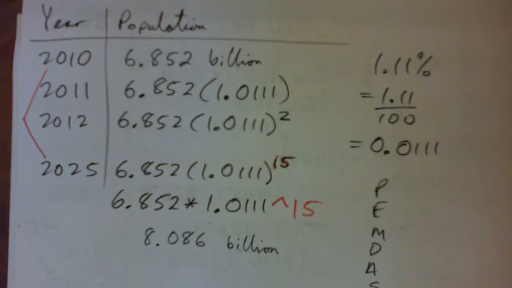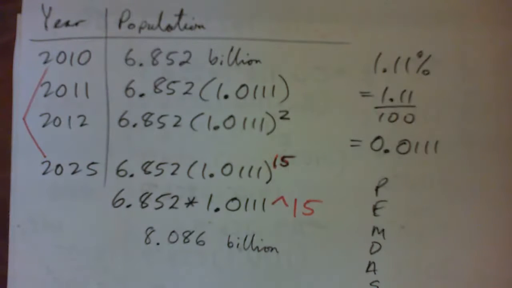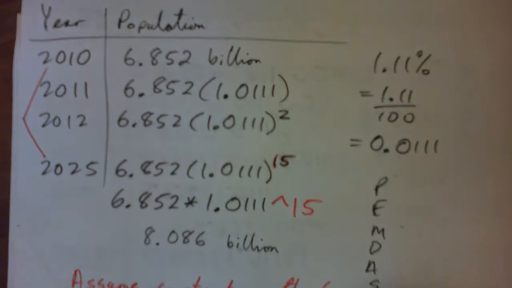So the trick with this problem is you've got to read that sentence where it says, assume that this percentage growth rate remains constant through 2025. Well, it did say right there in the question, in fairness, assume constant growth rate of 1.11% per year. That's what it said.